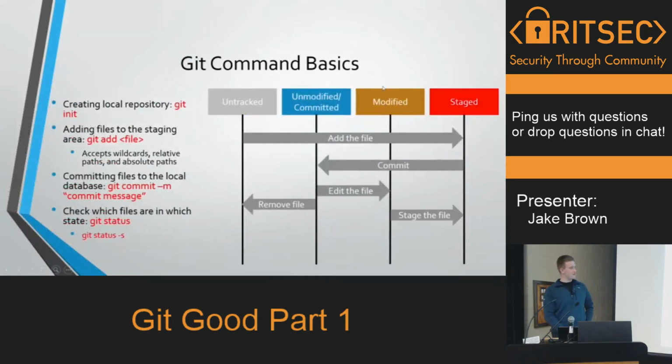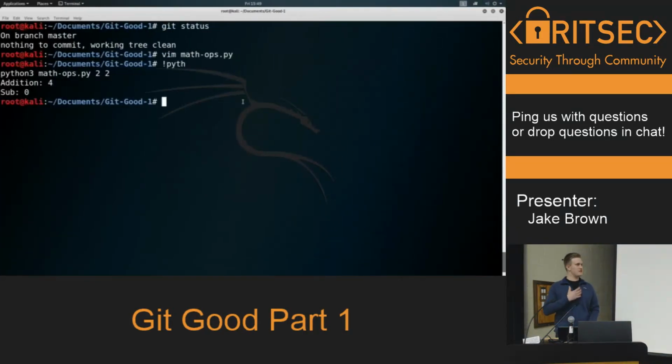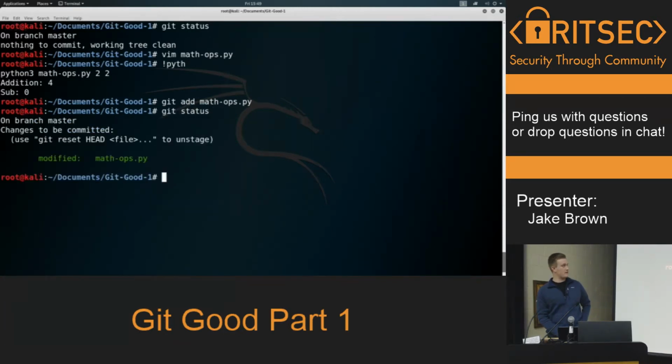Because we're happy with it, we're going to stage the file to commit. So we want to save this functionality so that we don't lose it later, and we can revert back to it if we need to. So we're going to add the file again. We're going to check the status to make sure it got added. We see that we have 1 file ready to be committed, and it's modified. And then we're going to commit.